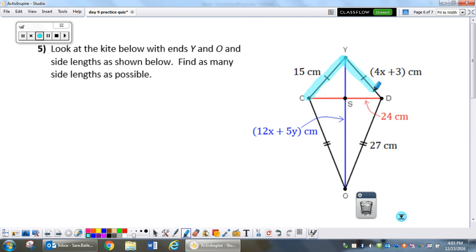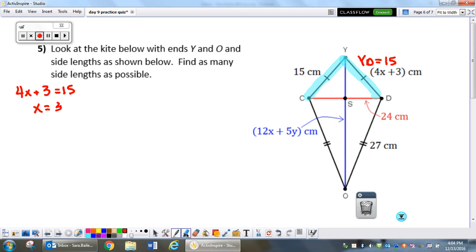Okay? So what that means is this side has to be 15. So we know 4x plus 3 has to equal 15. When you solve that, x equals 3. Okay? So then YD obviously is 15.